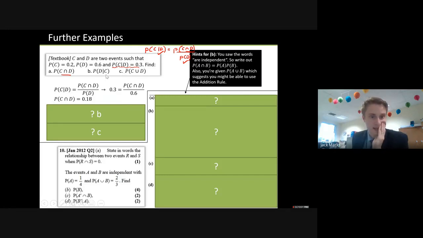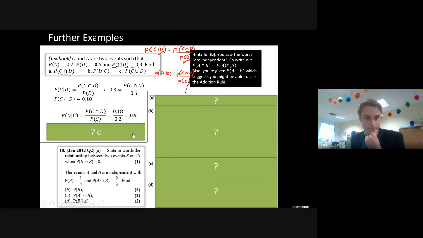How about D intersection C? Well, you're just changing the positions, so you could just rewrite it. So D given C equals, well, intersection, it's not going to make any difference, so you could just use the same intersection, and just change that one to C. And again, just confirm you do have all those numbers there to start with.